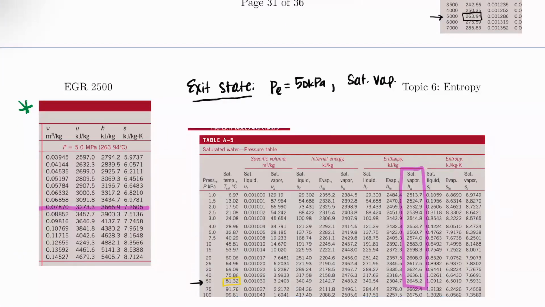Okay, so we have that the exit enthalpy HE is 2,645.2 kilojoules per kilogram.